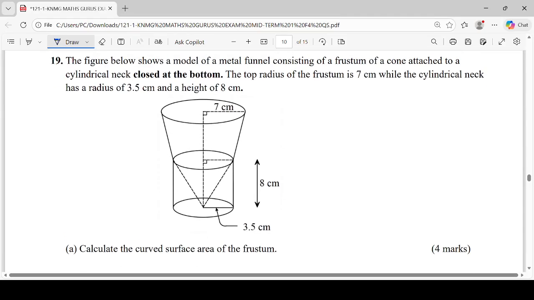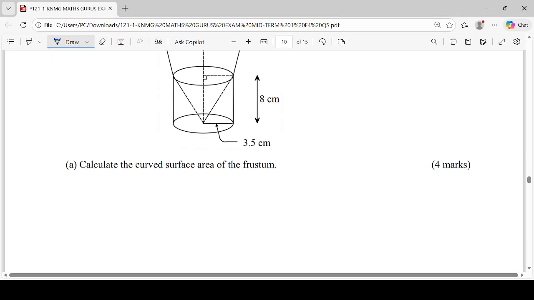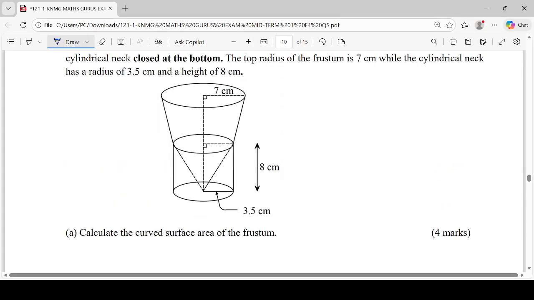Yes. Let's have a look at question number 19 now. The figure below shows a model of a metal funnel consisting of a frustum of a cone attached to a cylindrical neck closed at the bottom. The top radius of the frustum is 7 centimeters, while the cylindrical neck has a radius of 3.5 centimeters and a height of 8 centimeters. Calculate the curved surface area of the frustum.